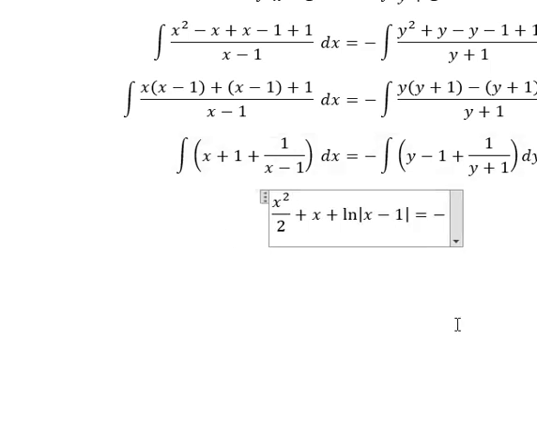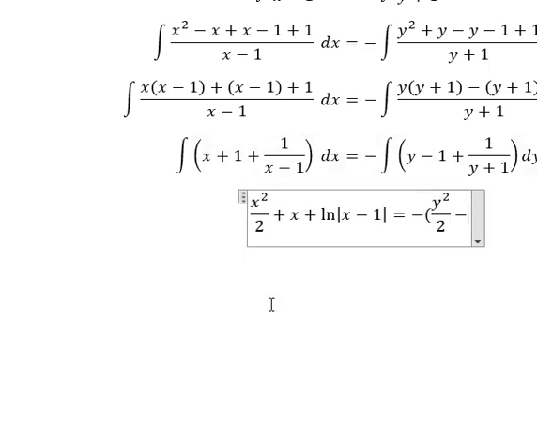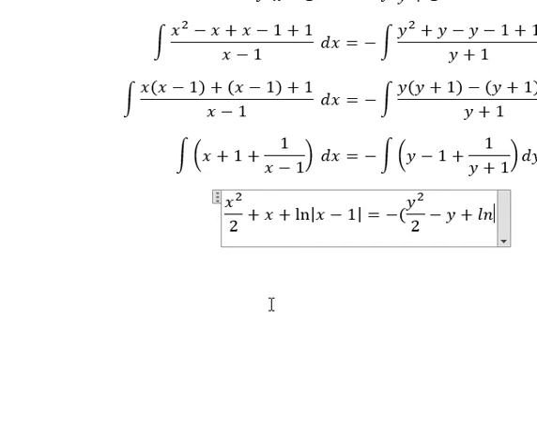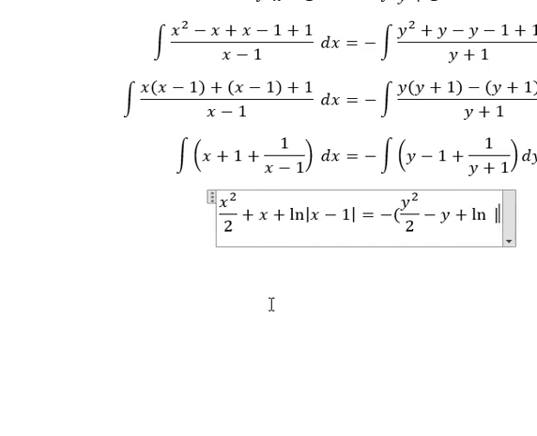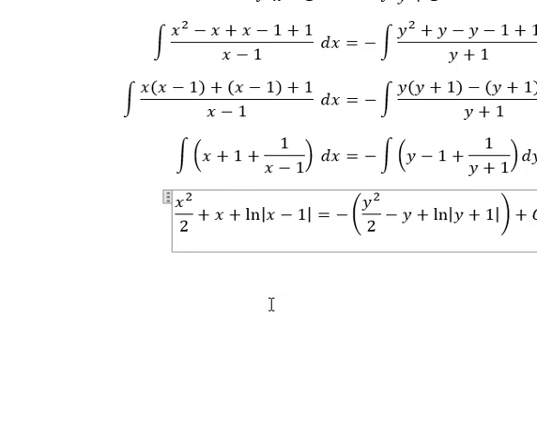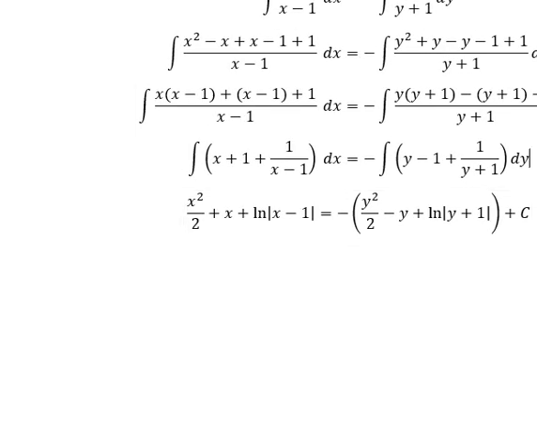This one, we have y squared over 2. Number 1, that is about y. The next one, we have ln of the absolute value of y plus 1. And we put about c in here.